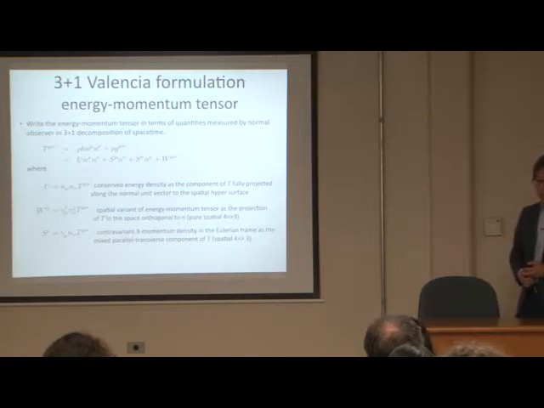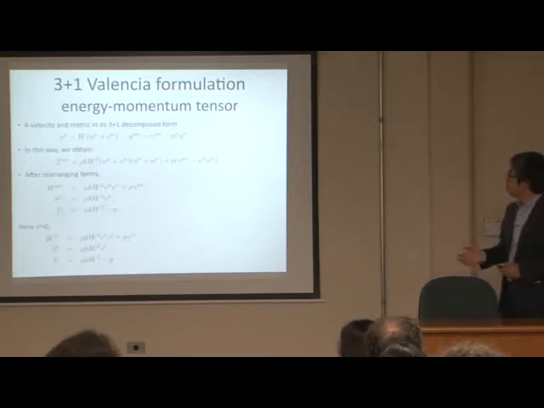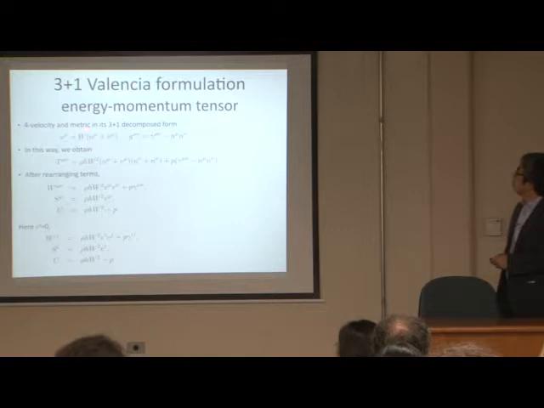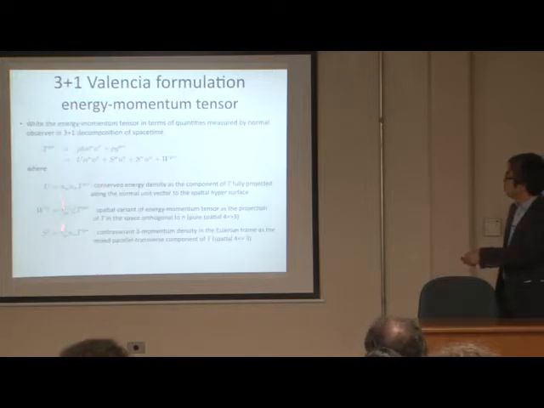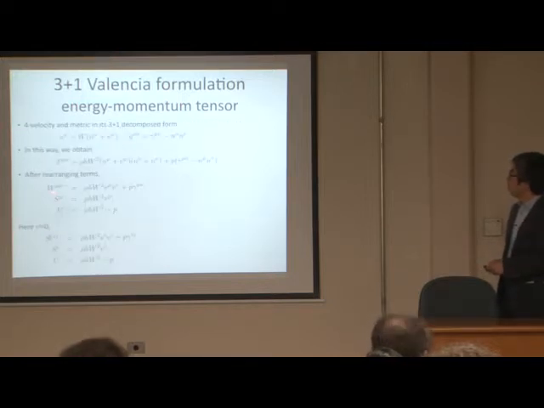So using this analog, we do a little bit of calculation to come to here. The four-velocity and the metric in its 3+1 decomposition form are also written here. Then using this, the energy momentum tensor is also included in this calculation. After rearranging this term, we are comparing the 3 components. We are rewriting this one.